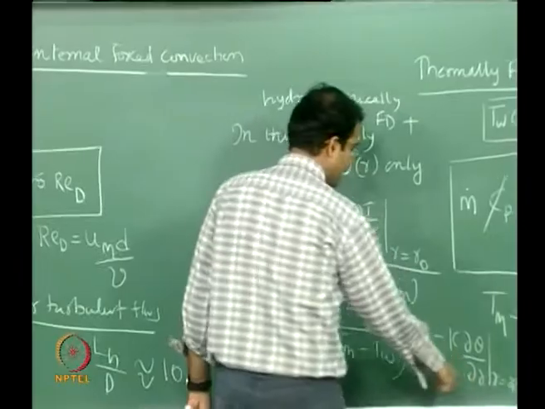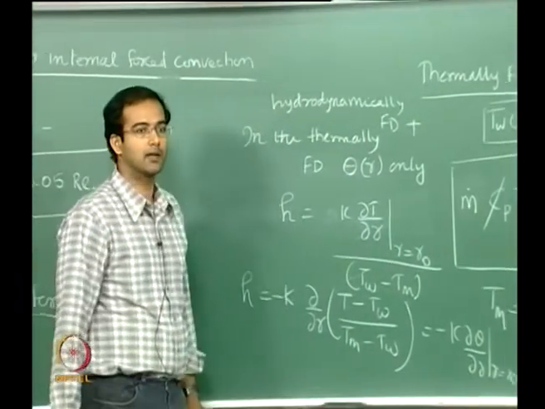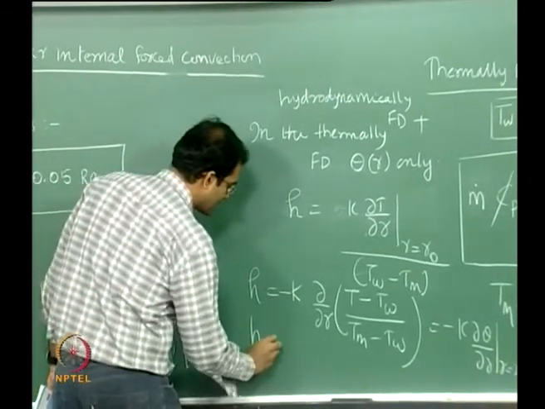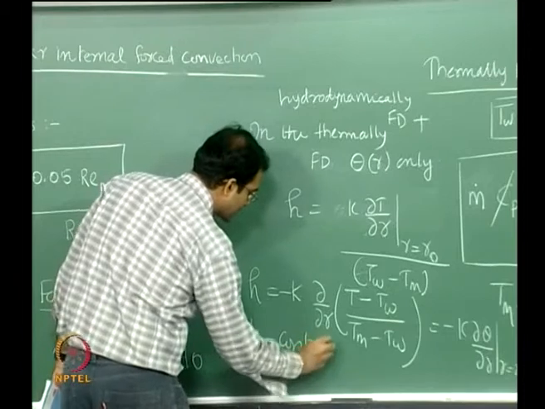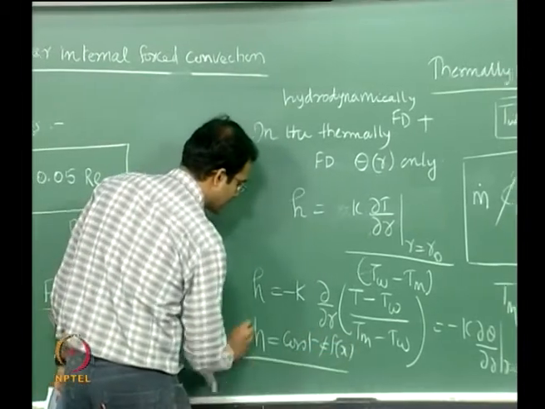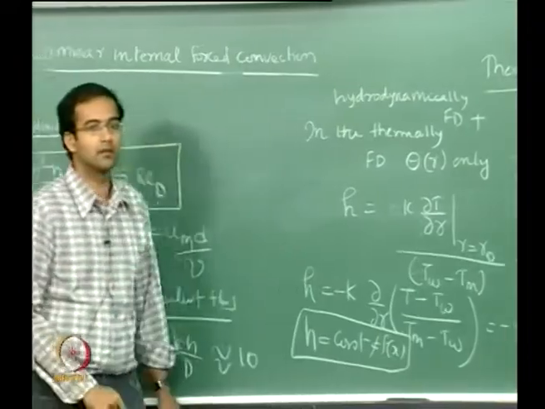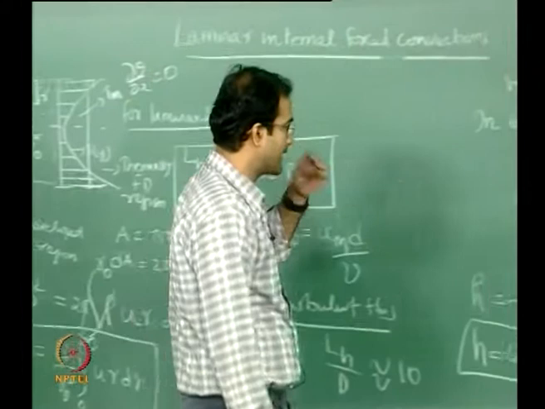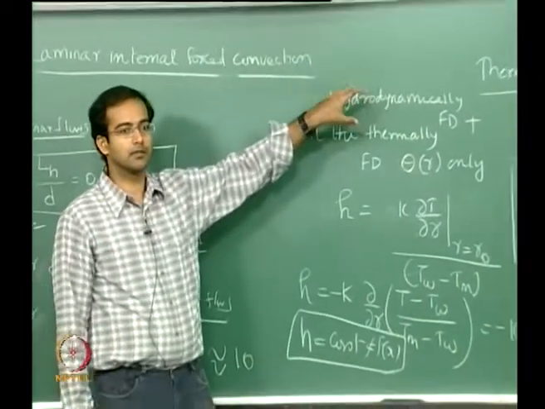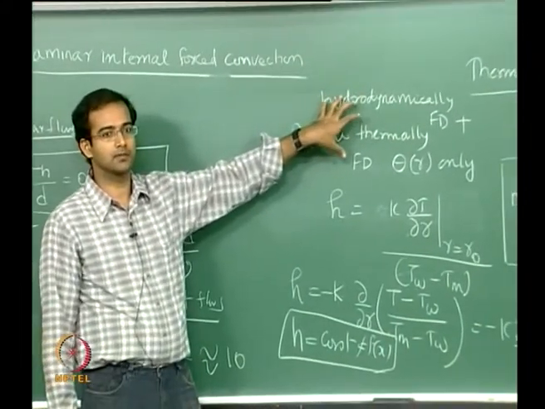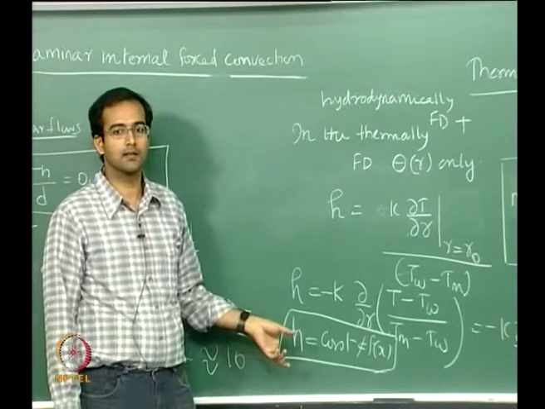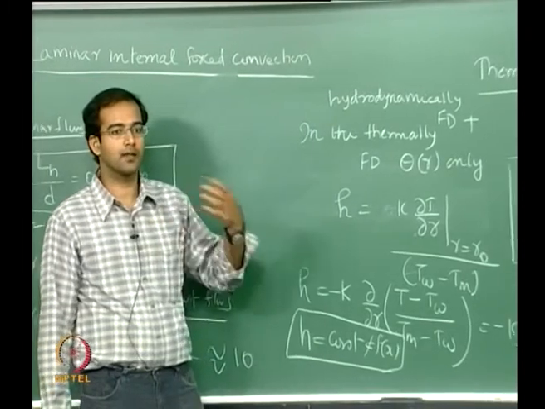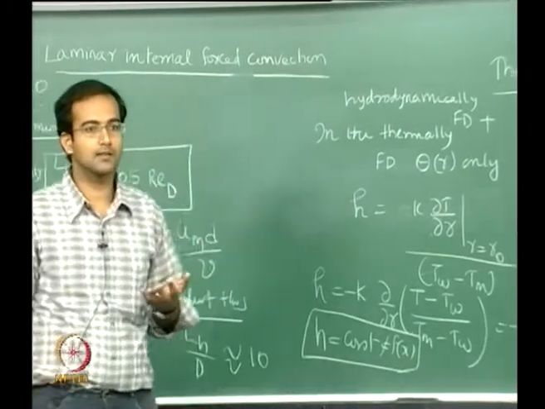So therefore, this d theta by dr at r equal to r naught has to be a constant value, which tells me that my h is a constant, so it's not a function of x. This is a very important conclusion. As far as laminar internal flows, both hydrodynamically and thermally fully developed, your heat transfer coefficient will become a constant. It's not a function of x. So that is going to simplify your correlations very drastically.